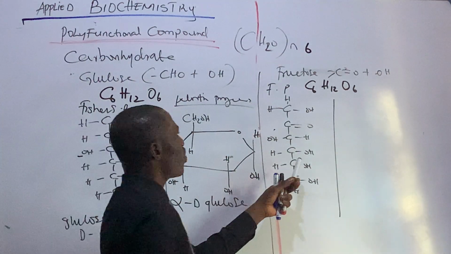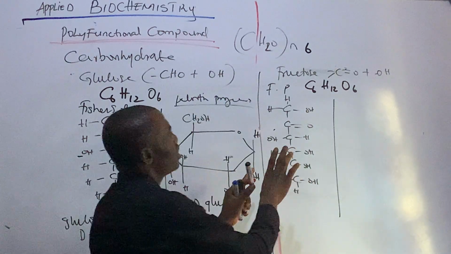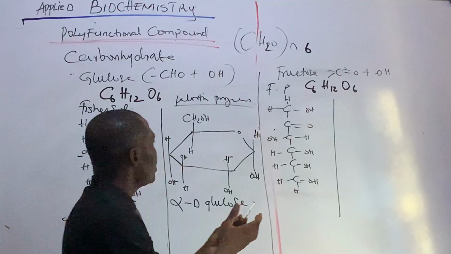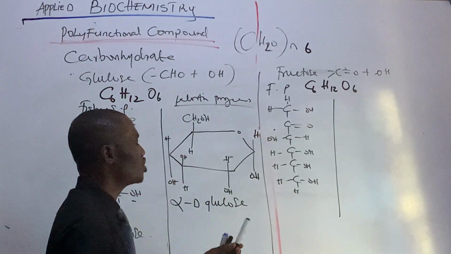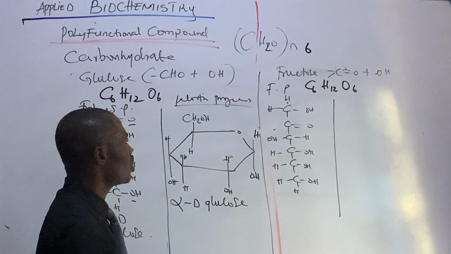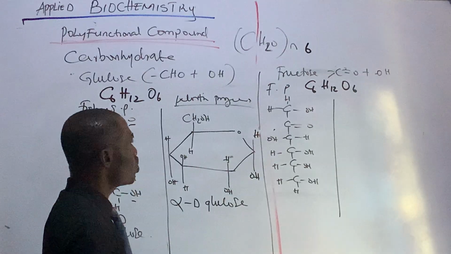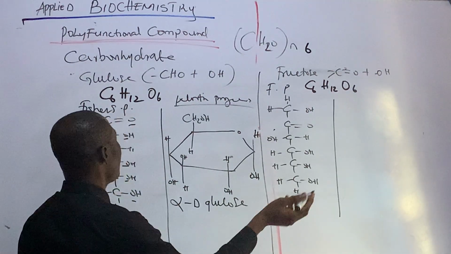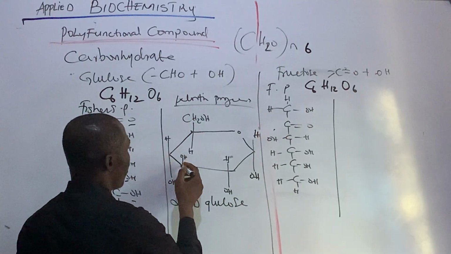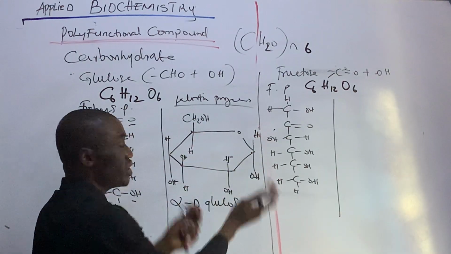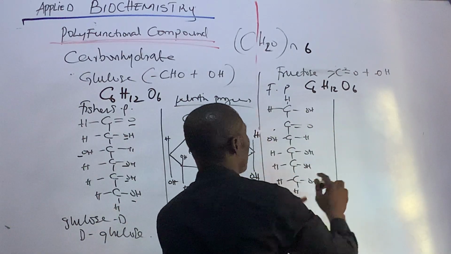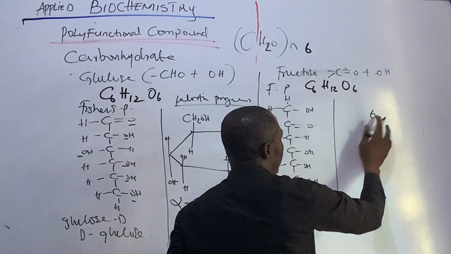Now, if I'm talking about the Haworth projection for fructose there, all right? Now, you can decide to count the number of carbon atoms. You'll see 6. The number of hydrogen atoms, you also notice it is 12. The number of oxygen atoms is also 6. You can do that on your own. Let me help you. 1, 2, 3, 4, 5, 6. Then do the rest. You'll find out it's the same thing. Now we have the Haworth projection of this one, it's like this.